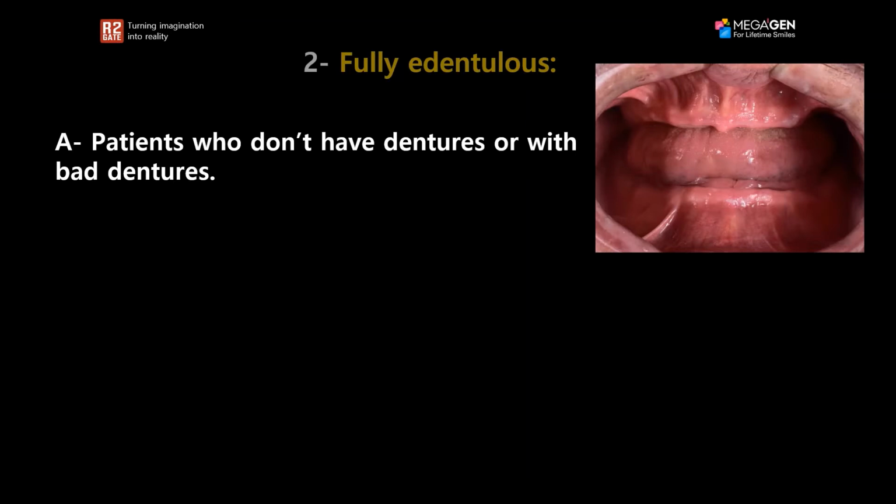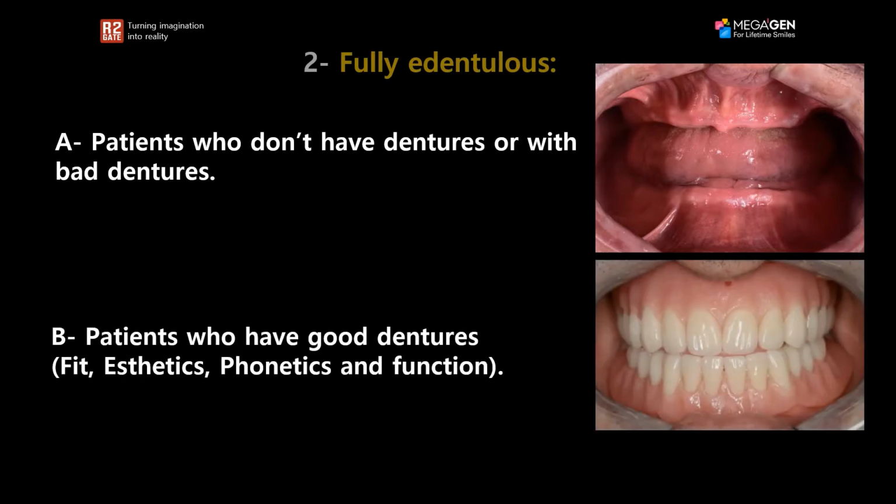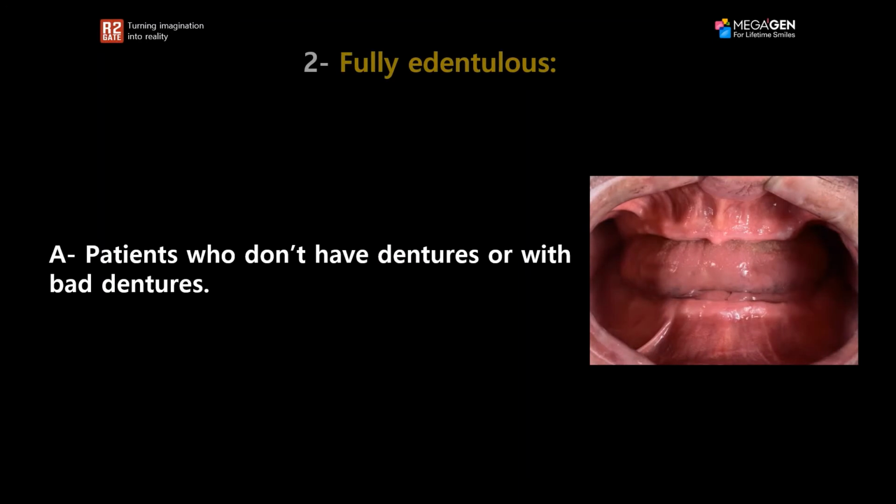So I would like to divide fully edentulous cases into two different sections. Number one will be patients who don't have dentures or with bad dentures. And we have patients who do have good dentures, and by good dentures we mean they fit well, the aesthetics are good, the phonetics are good, and they function really well. So these are the two categories for fully edentulous cases, and let's see how we manage each one of those cases. Patients who don't have dentures or with bad dentures, let's talk about this first.